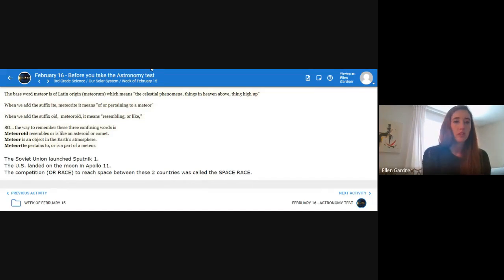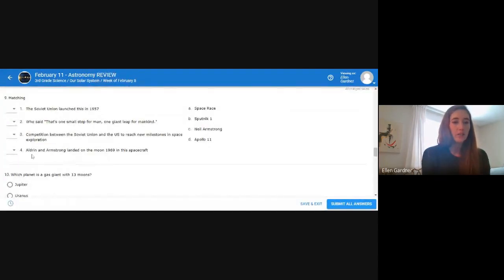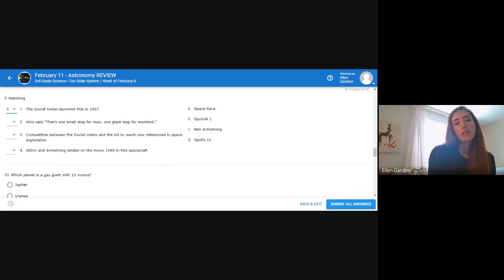Okay, so let's go back to this. So Soviet Union launched this in 1957, Sputnik. Think of specifically which country launched it. Don't worry too much about the year, but that the Soviet Union launched Sputnik versus the US launched Apollo 11. So this one down here, Aldrin and Armstrong landed on the moon in this spacecraft. Well, they're American astronauts. They landed on Apollo 11. Or you might just remember that that's the one that landed on the moon.